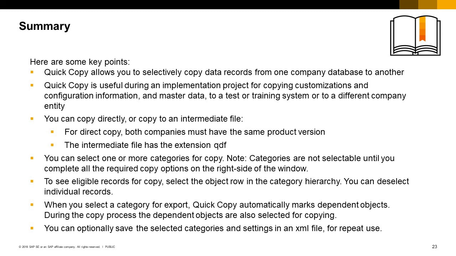When you select a category for copy, the Quick Copy tool automatically marks dependent objects. During the copy process, the dependent objects are also selected for copying. You can optionally save an XML project file containing your selected data categories and copy options. This can save time if you repeatedly need to export the same types of data.